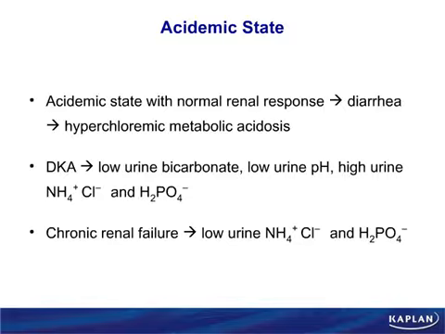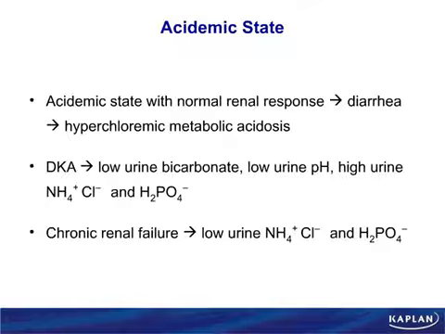So, in an acidemic state, here's how the urine chloride is helpful. Take an acidemic state with a normal renal response, let's say diarrhea. In profuse, severe diarrhea, you lose bicarb in the stools in exchange for chloride, and you develop a hyperchloremic metabolic acidosis. The kidneys have to come to the rescue. Another example would be diabetic ketoacidosis. In DKA, your body's in a very high acid state. So if your kidneys are functioning normally, they have to come to the rescue.